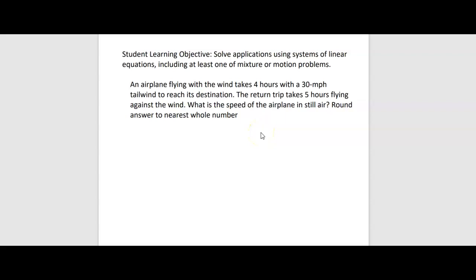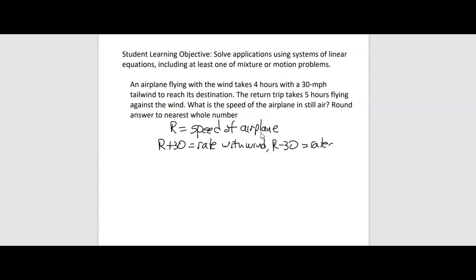So I'm going to let r equal the speed of the airplane in still air. Okay, so with a 30-mile-an-hour tailwind, r plus 30 would be the rate with the wind, and r minus 30 would be the rate against the wind.